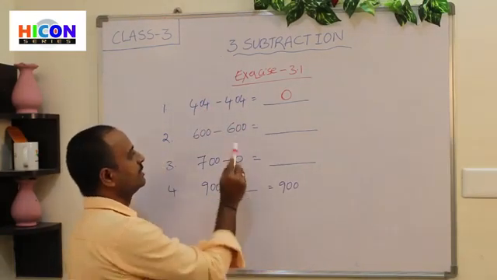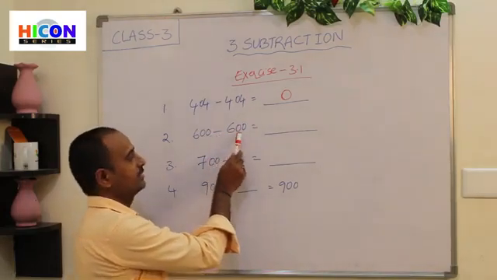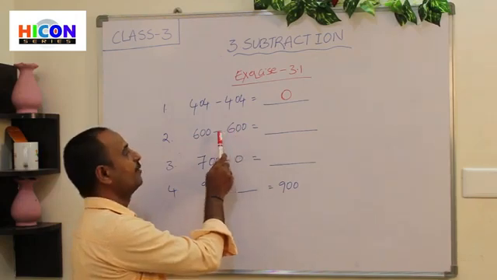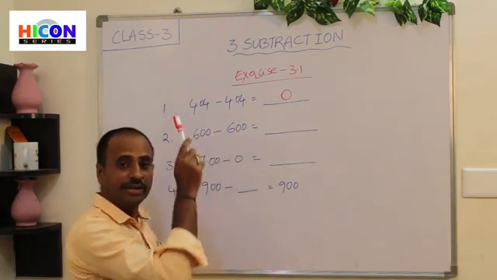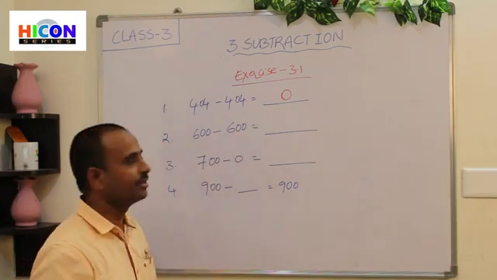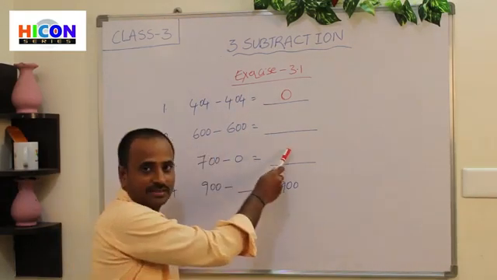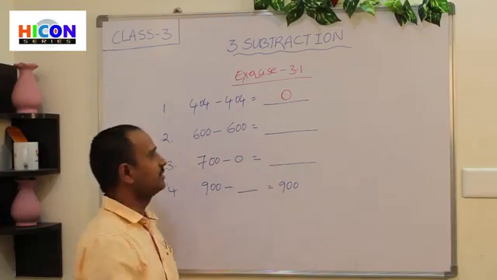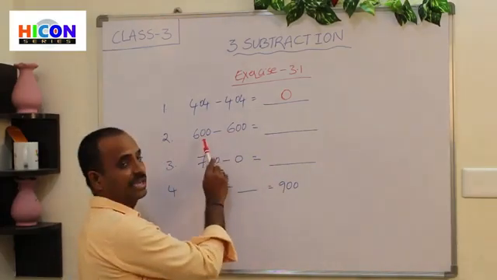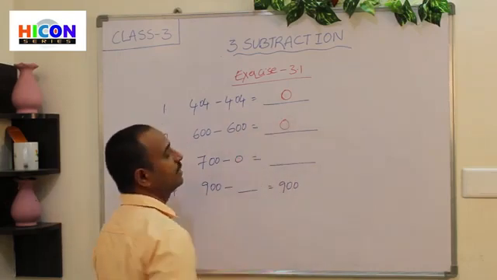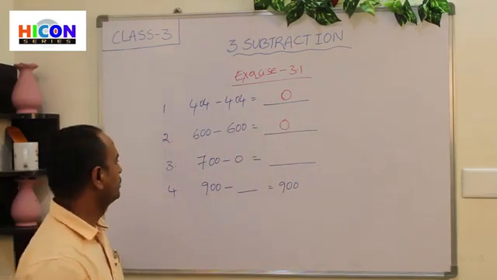Here also 600 minus 600. That means we have to subtract 600 from 600. According to the properties of subtraction, if a number is subtracted from itself, the answer is 0. That means the difference between two same numbers becomes 0. The answer is 0.